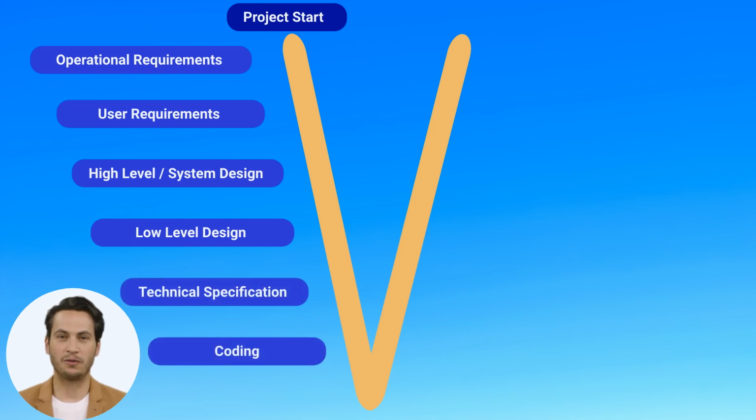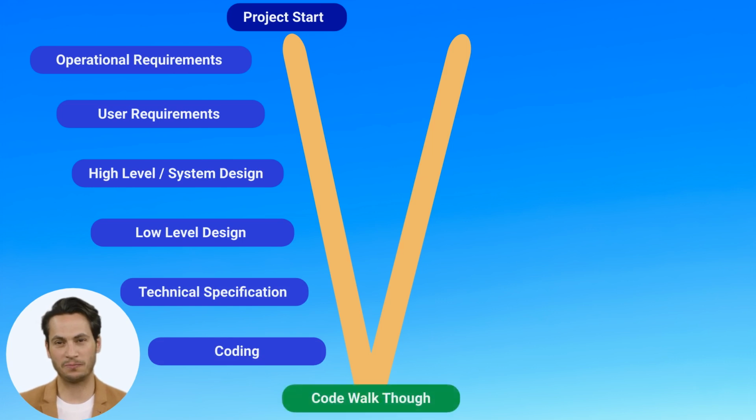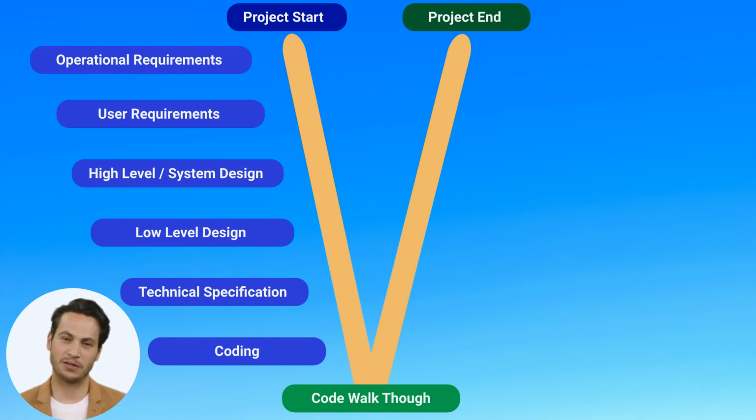After the coding was completed, we discussed the next possible activity, which was a code walkthrough. Before we get to the project endpoint, we would need to run several test phases. So let's pick it up from there.